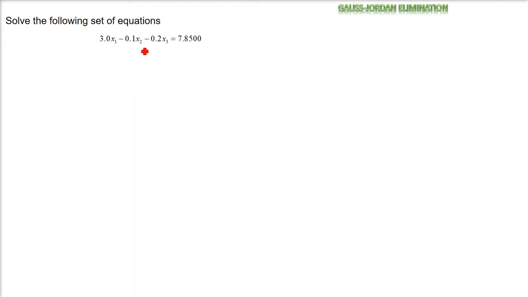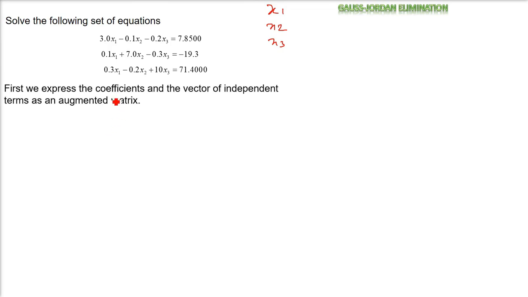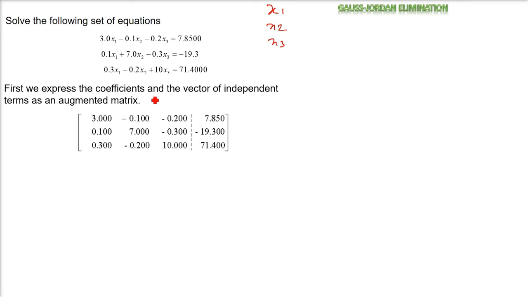So let us take a proper equation, and I'll just go through it because this is the equation you are going to solve in your examination and in your classwork. So this is x1, x2, x3. We have three variables here, and since we have three variables, we will express the coefficients and the vector of independent terms as an augmented matrix. So we'll take the coefficient of x1, write it in the first column. We'll take the coefficient of x2, write it in the second column. We'll take the coefficient of x3 and a vertical bar, and you can put the c1, c2, c3 here.